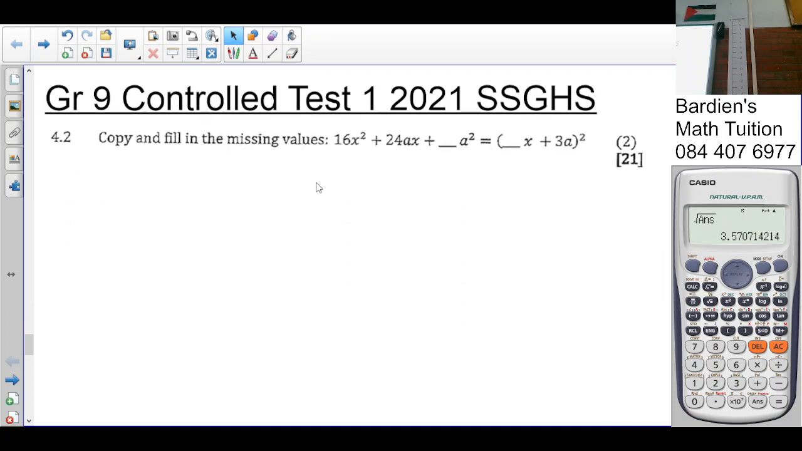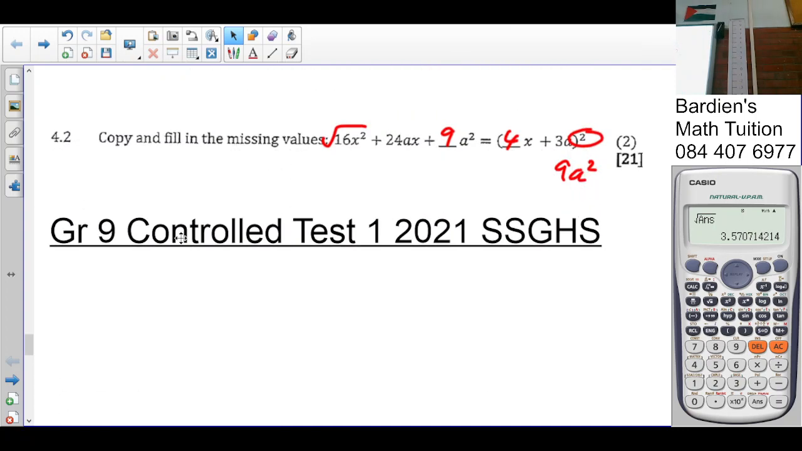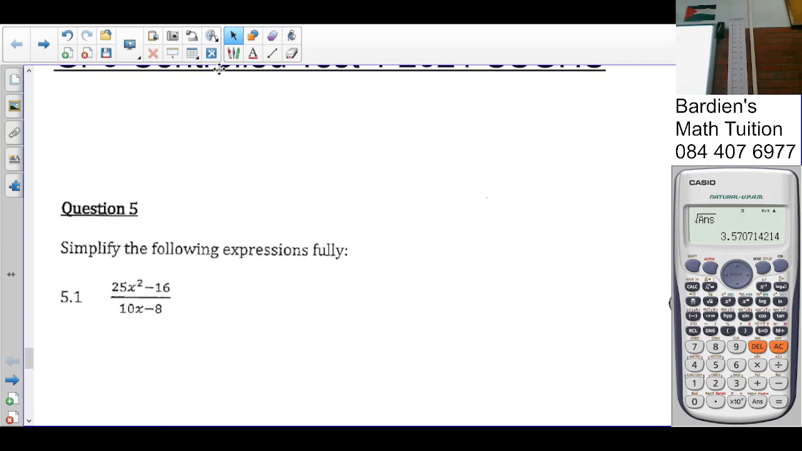3.2. Copy and fill in the missing values. So, what's this? As you can see, it's a perfect square trinomial. What's the square root of 16x squared? 4. So there goes a 4. What is 3a all squared? 9a squared. So what is the missing value? 9. Easy, no? I'm sorry that this paper was so easy.